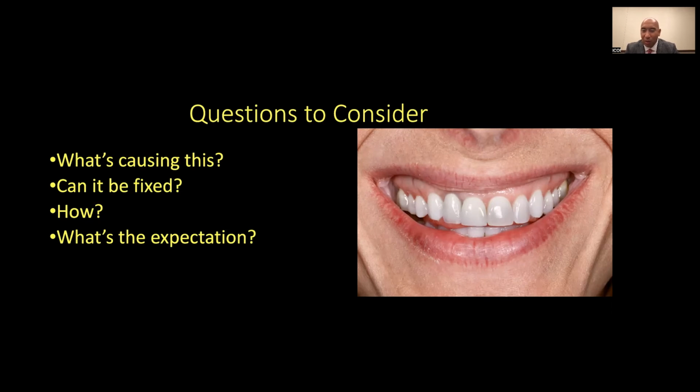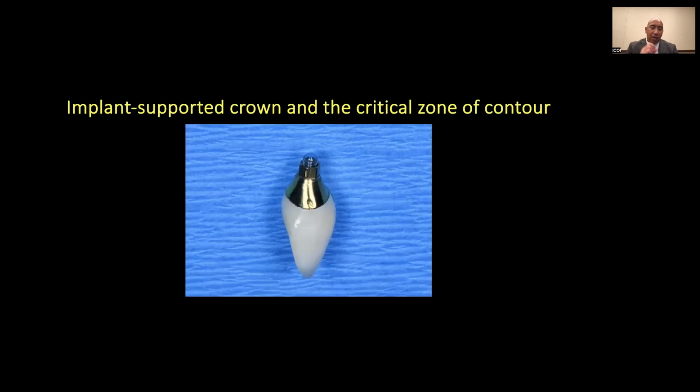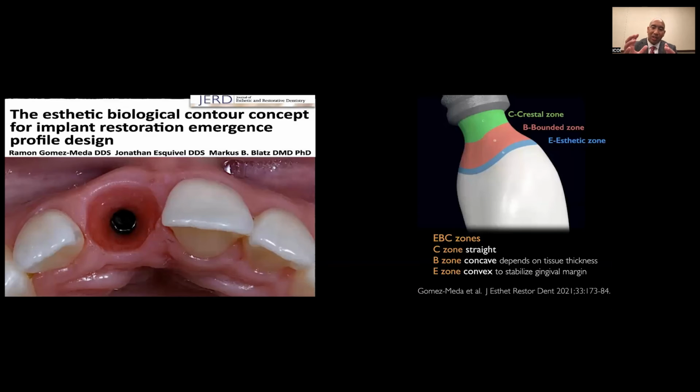When you look at how small the papilla are around number 7, pretty tiny compared to the papilla around number 10, you have to tell the patient, I can bring the gum line down on the facial side, but the papilla is going to be about the same. When you pull the crown off, you can see that we have a very convex crown surface on the facial aspect. So that's got to change. When we make a provisional, we want to make sure that the subgingival contours are concave, right? This is what we talked about with the aesthetic biological contour concept that just came out in 2021.